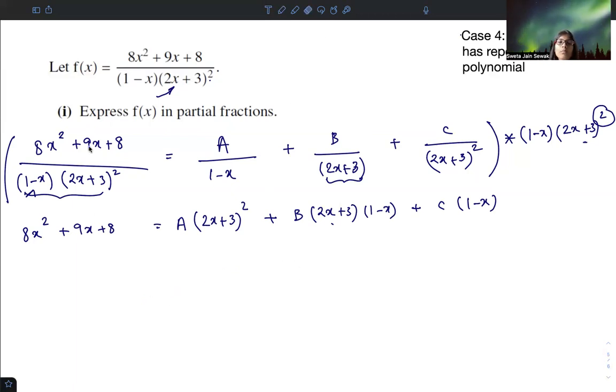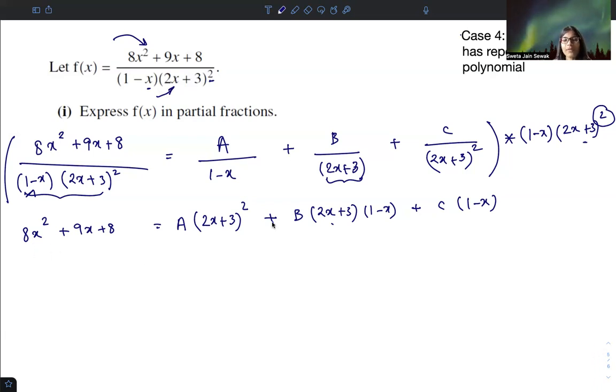One more thing I would like to highlight for you is that this is still a proper fraction, because the degree of the numerator is 2, that's the highest degree of the variable. However, in the denominator, the degree is 3. The square and one linear, when multiplied, will make it cubic. So this is still a proper fraction. All the 4 cases that we have discussed are all proper fractions. So now let's eliminate one by one to find A, B, and C.